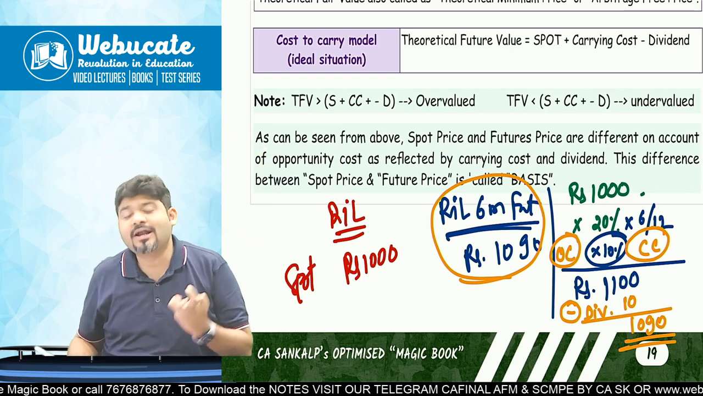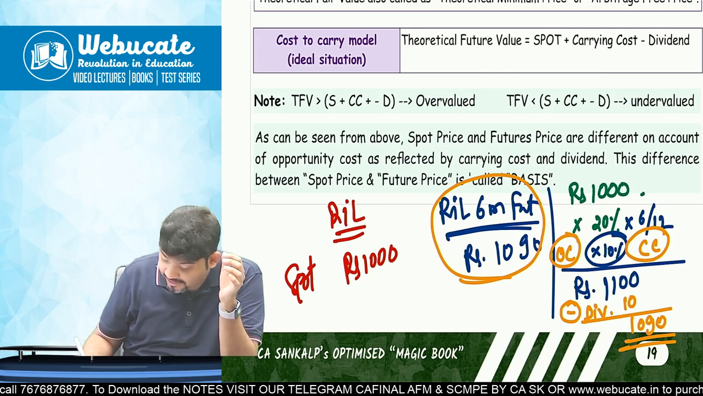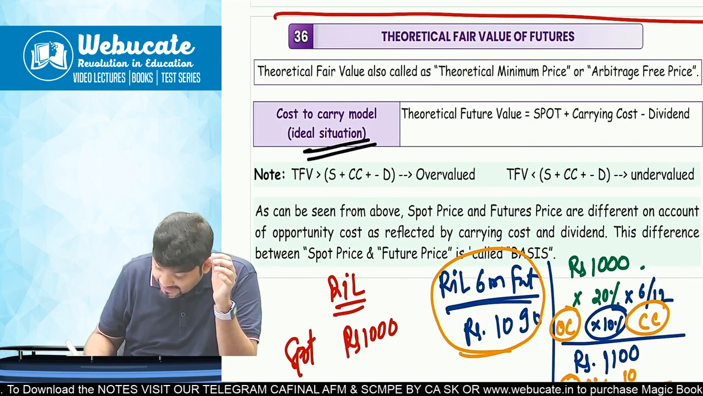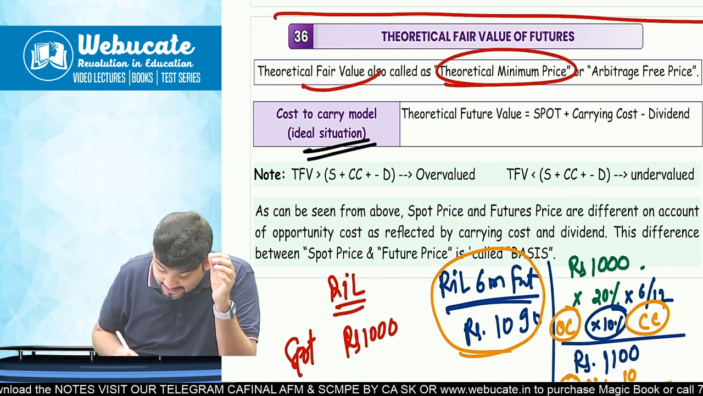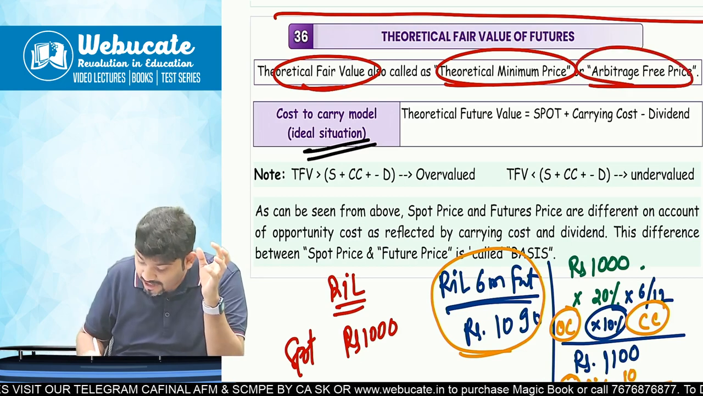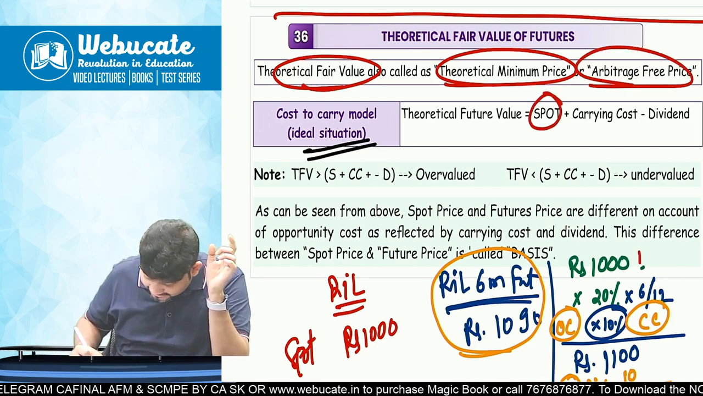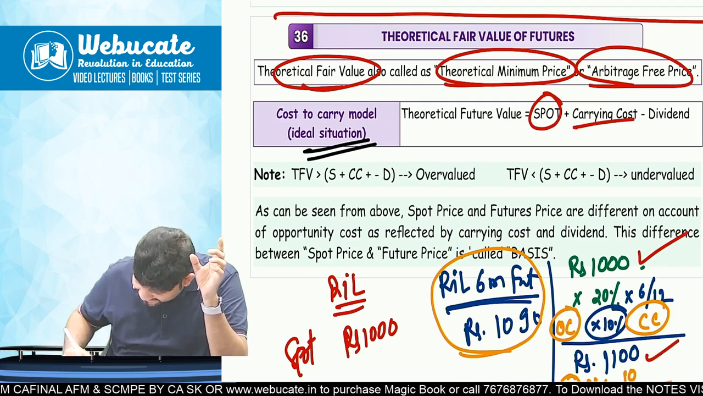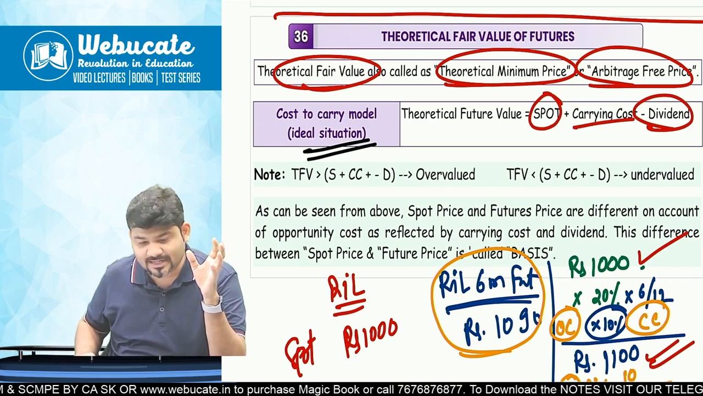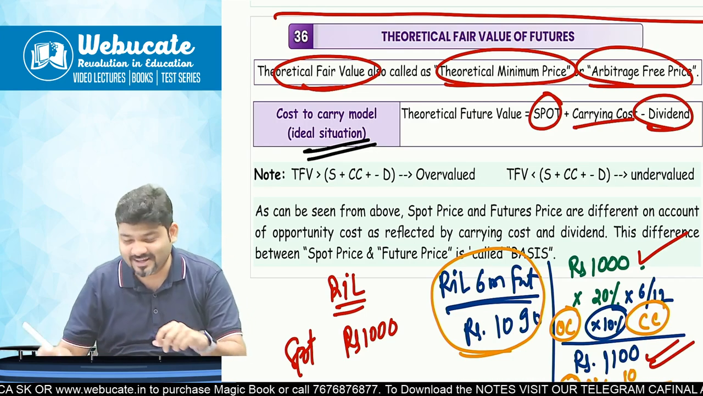This is called the carrying cost or cost to carry model of the futures price. Theoretical fair value price, or called the arbitrage free price. What is it? It is going to be the spot price, plus the carrying cost, 100 rupees, minus the dividend, minus 10. Are we clear, everybody?